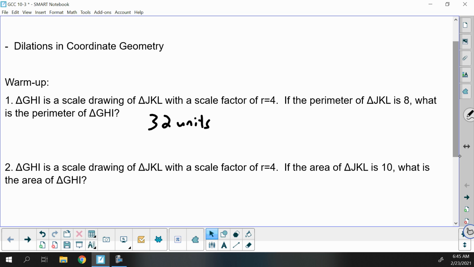In the second one, area is units squared. So basically, each of the units has to be multiplied by 4. So you have to do 10 times 4 squared. So 4 squared is 16 times 10, you get 160 units squared.